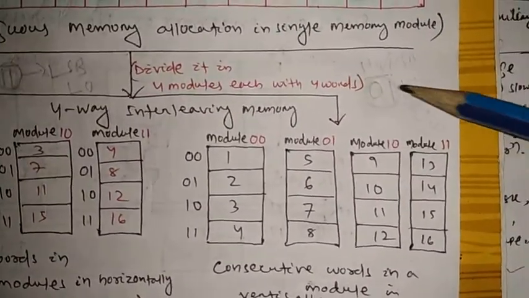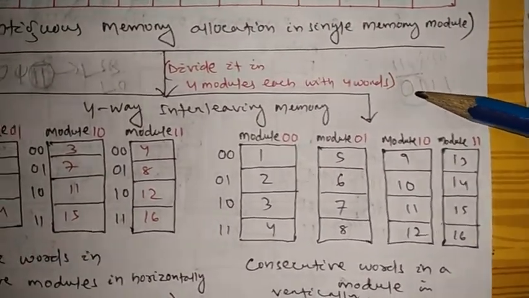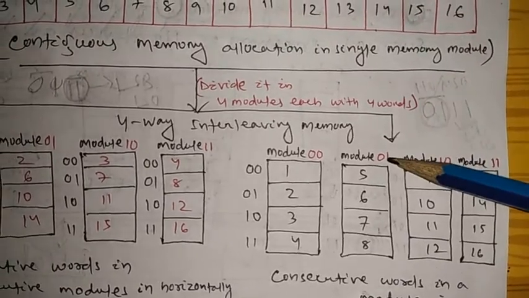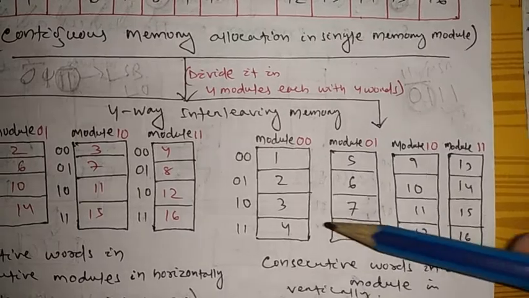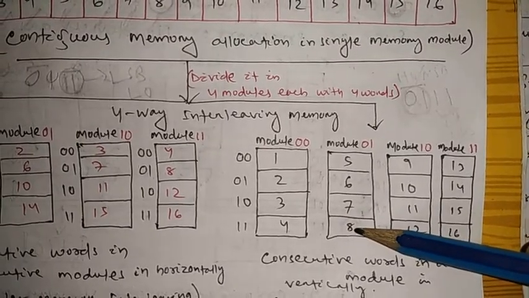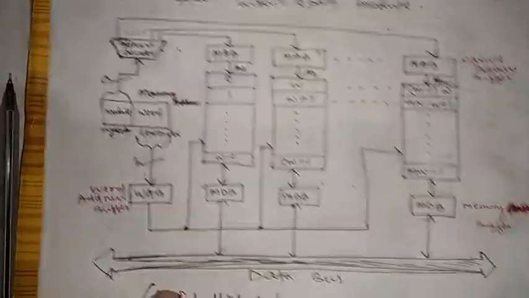Last time we already saw 0 1 1 1. So 0 1 is used to identify the memory module. So which one is 0 1? This is memory module 2. Then in which location is the word present? In location 1 1. Look, in location 1 1, 8 is there. Similarly, look at this diagram.